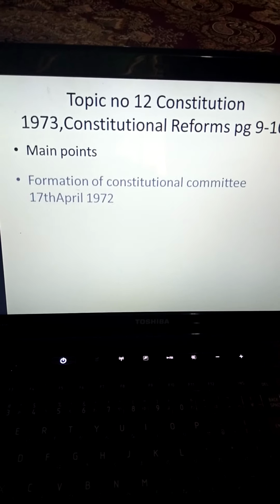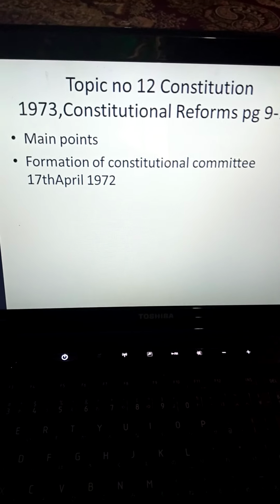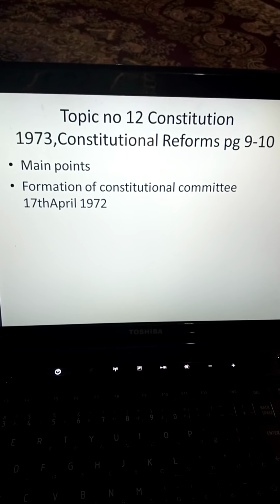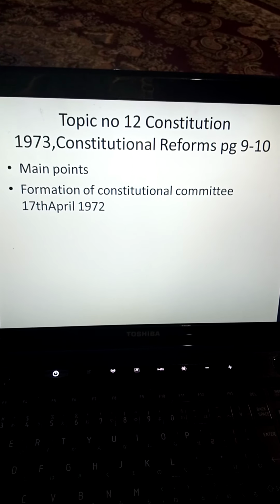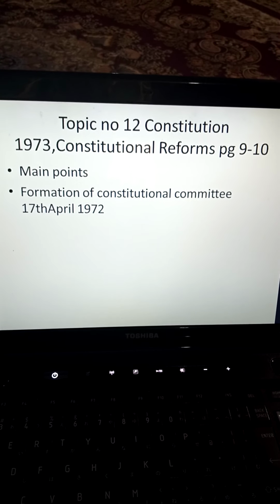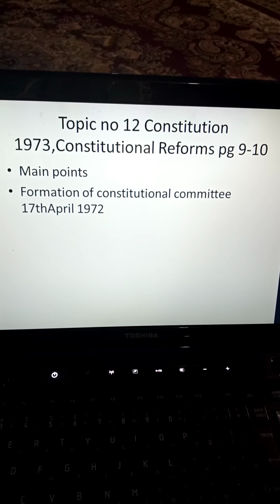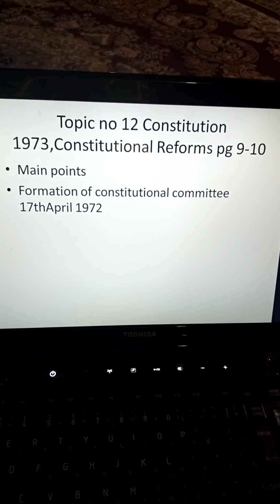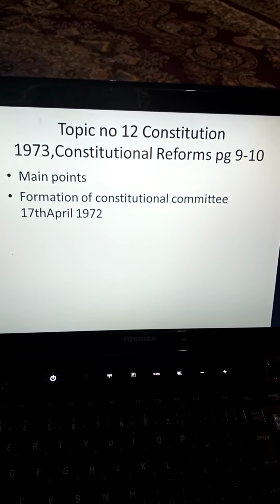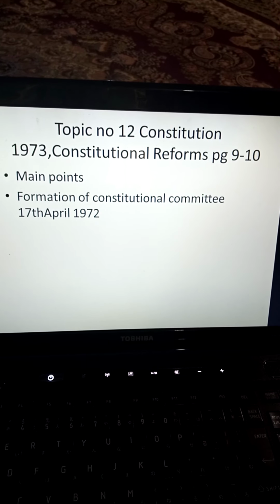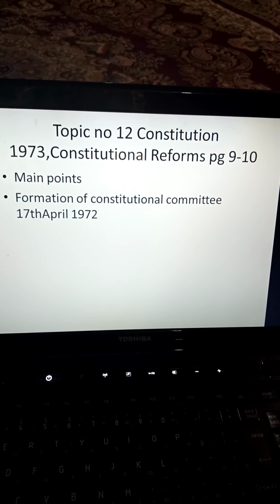The main points of the constitutional reforms: first of all, the formation of the Constitutional Committee on 17th April 1972. So on 17th April 1972, the National Assembly formed a constitutional committee, and this constitutional committee consists of 25 members, and these members were selected from all the political parties in the parliament.